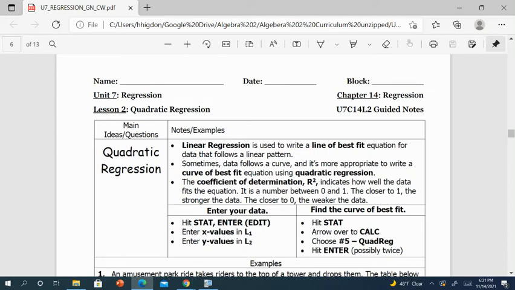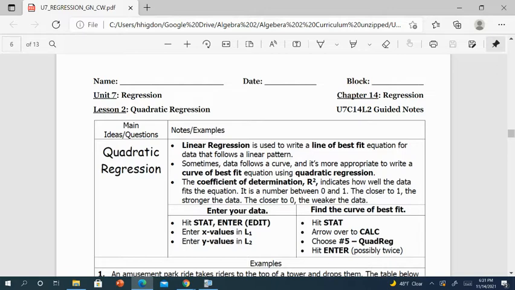This video is on Unit 7, Chapter 14 on regression, Lesson number 2, Quadratic Regression. In Lesson number 1, we looked at scatter plots and you were introduced to linear regression. In this lesson, we're going to focus on quadratic regression, which simply means that the data we're going to be looking at is going to create a quadratic relationship.